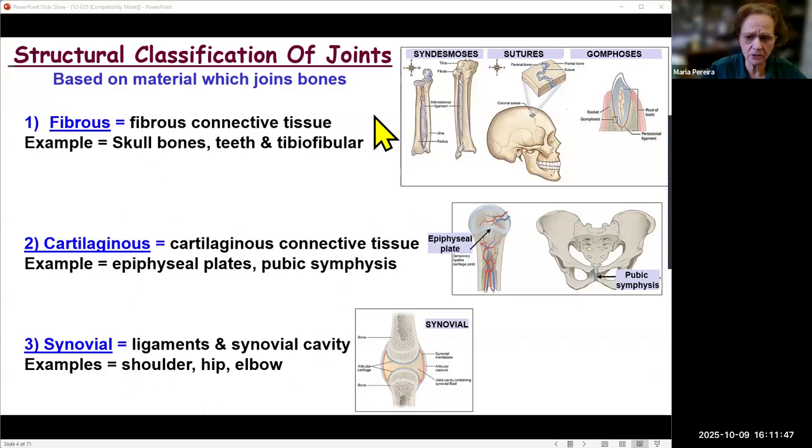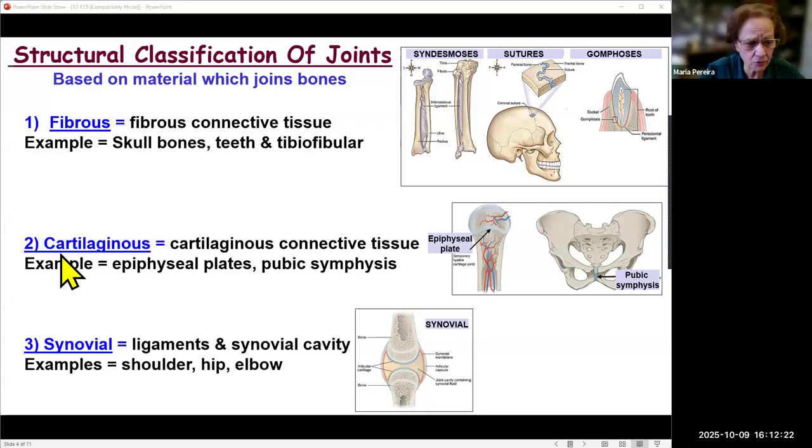Okay, so here, I know you studied this in the lab, but you have the structural classification and some examples. So the fibrous articulations, of course, are made up of fibrous connective tissue. And you see the skull bones that have these sutures. So the skull bones do not move upon each other. So this articulation is made up of fibrous connective tissue. And teeth, tibiofibular articulations, they also are immovable.